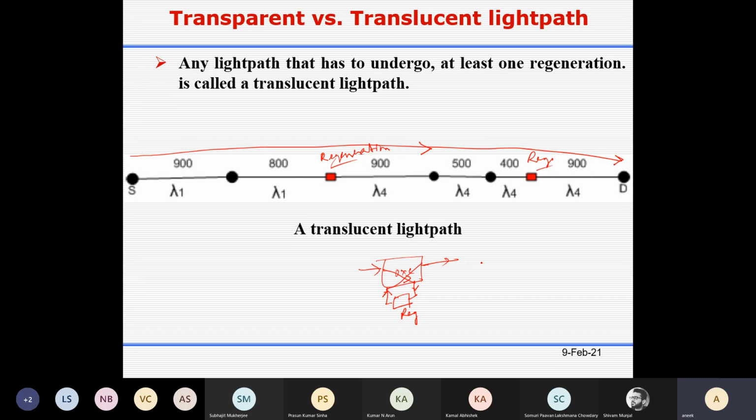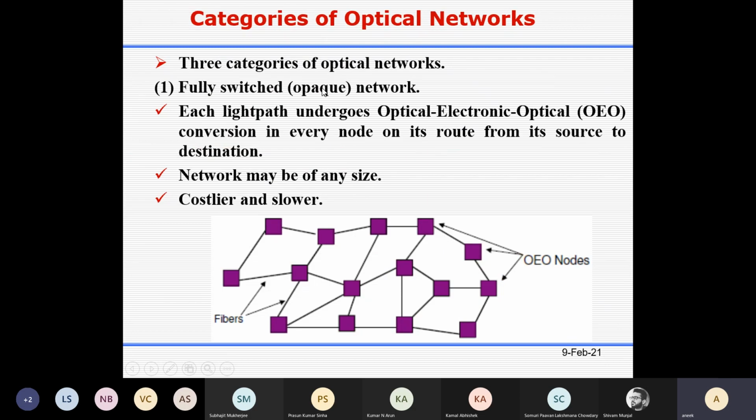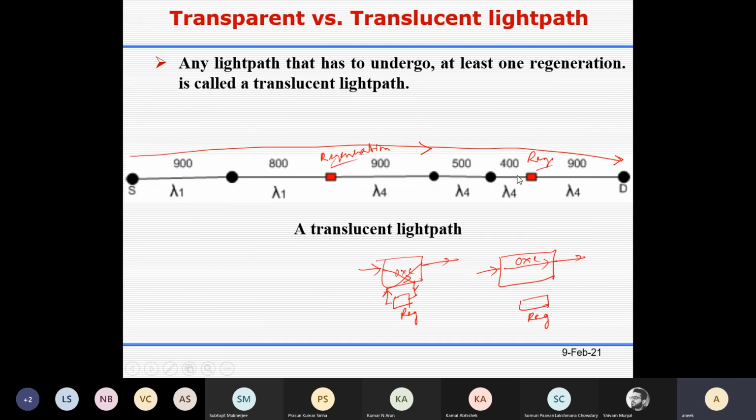And suppose you don't want to use the regenerator, so in the same node, what will you be doing? So you have an optical cross connect. You have a regenerator, it is there, but you don't use it. So you take this path. You don't use this regenerator. So this is basically how you reconfigure your switch, the optical cross connect. So this light path is a translucent light path, and a transparent light path means all optical, so you should not use a regenerator.